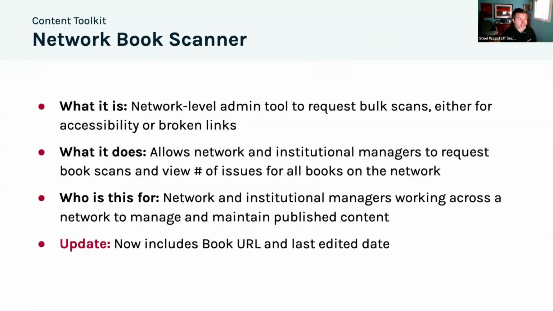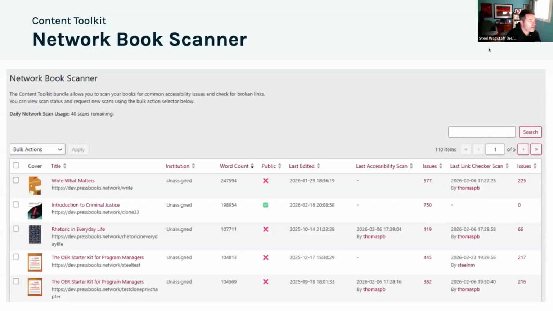So the network book scanner is the network level tool that lets network managers do this. I talked about that briefly earlier. The big changes were changes actually that Kate suggested last time. And if you go to the next slide, you'll see there's two things that have been changed. Here in the title column, you can always see the title of the book and go to the book dashboard.